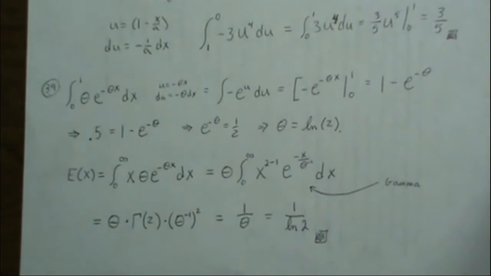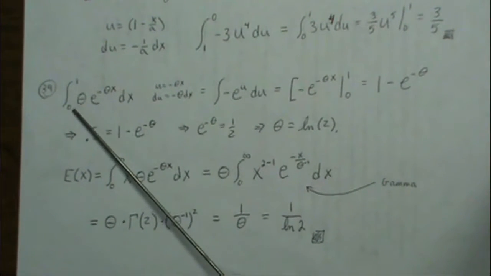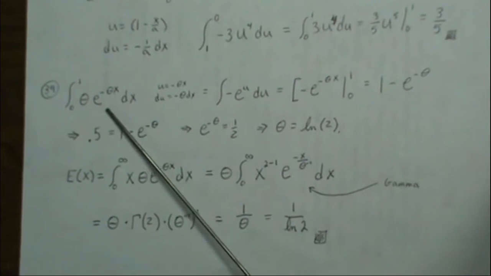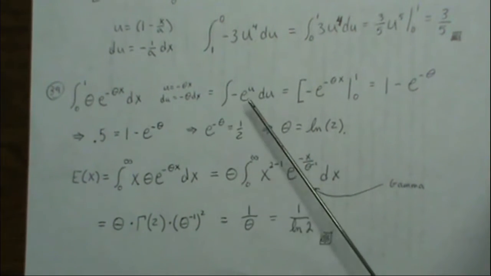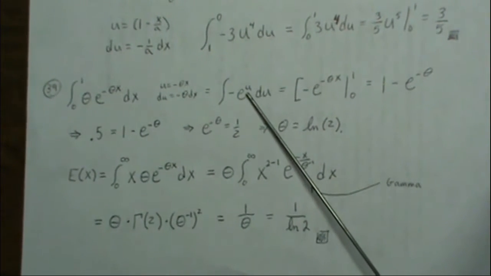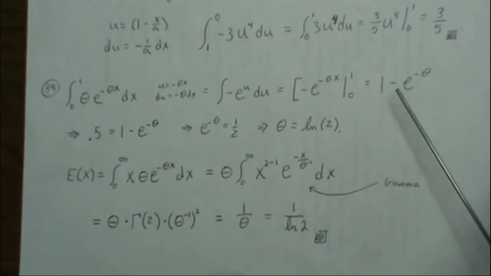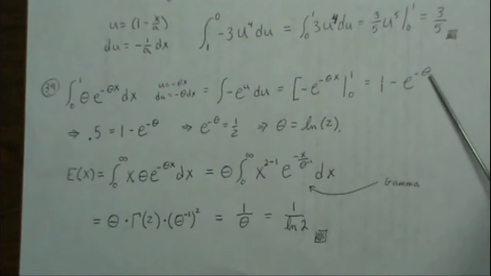So number 39, we have a density, and then we're given the two probabilities: being less than or equal to 1 is equal to being greater than 1. So let's find the probability of being less than or equal to 1. We integrate from 0 to 1 of the density, make a u substitution, and we get this. Integrate that, or take the antiderivative. We get this, and I brought it back to the x world, not the u. Plug in the values, you get 1 minus e to the minus theta.